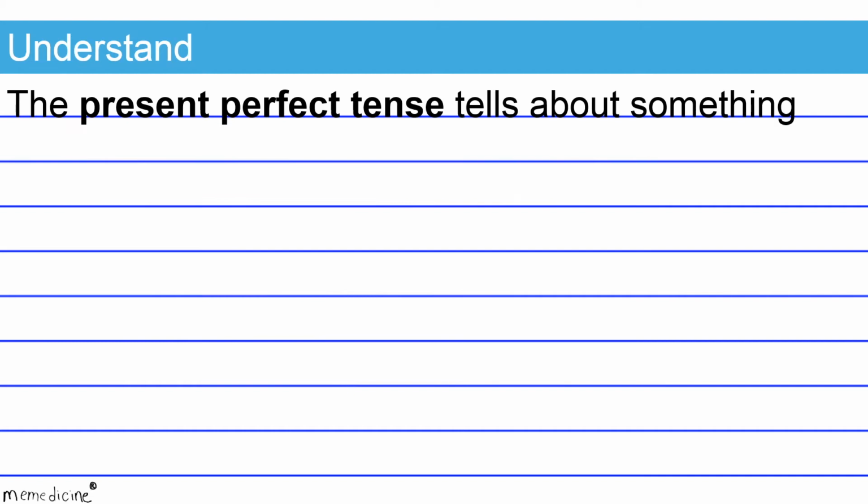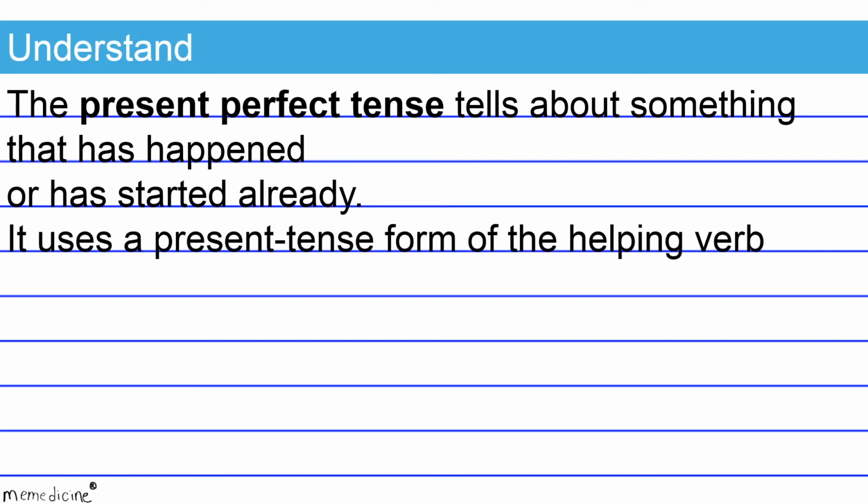The present perfect tense tells about something that has happened or has started already. It uses a present tense form of the helping verb to have, which is either has or have. Note that has corresponds to third person singular subjects, and have will be paired with the first person singular pronoun I, the first person plural pronoun we, the second person pronoun you, and all third person plural subjects. All right, that might have been a lot to digest mentally.